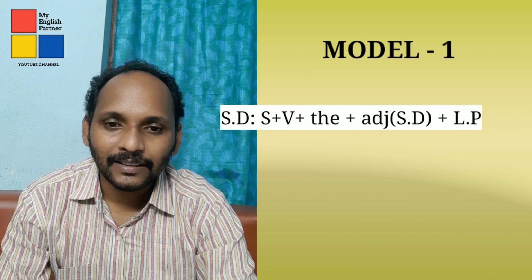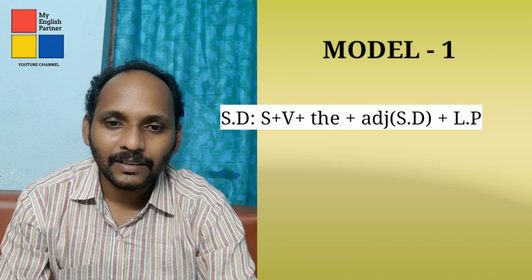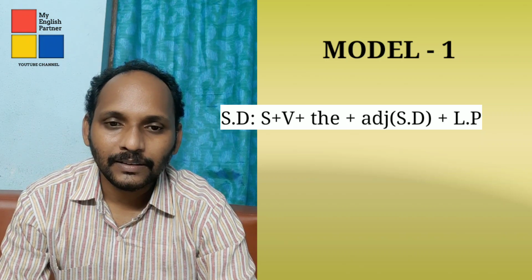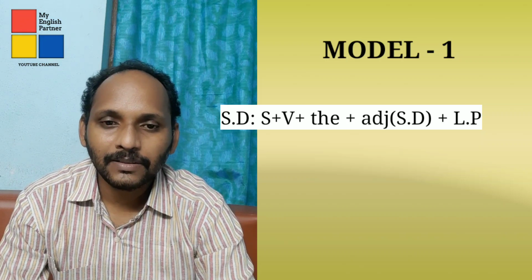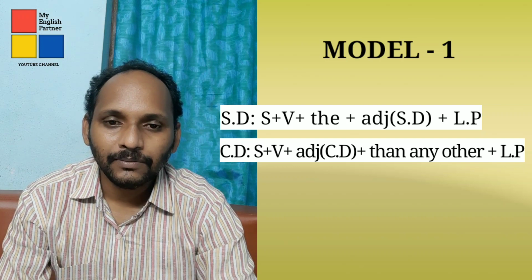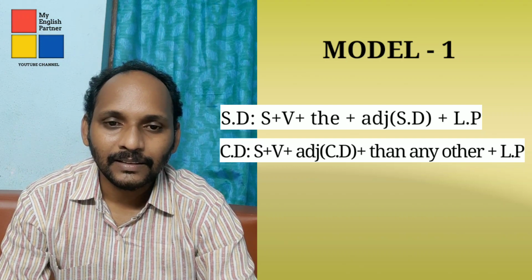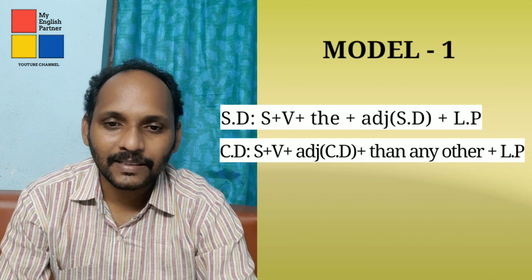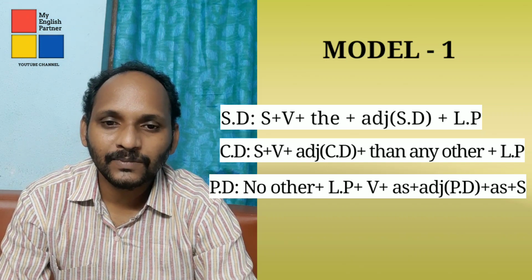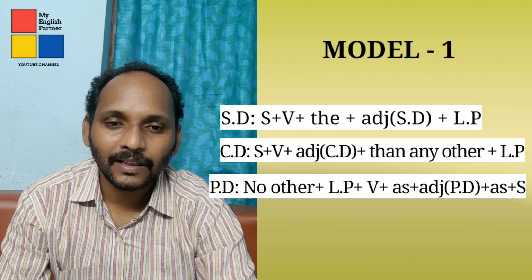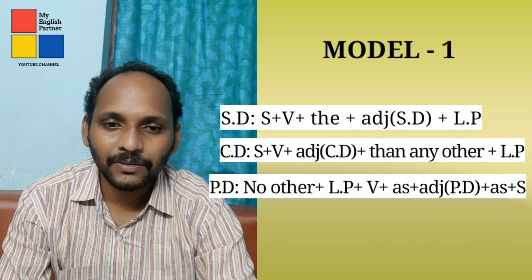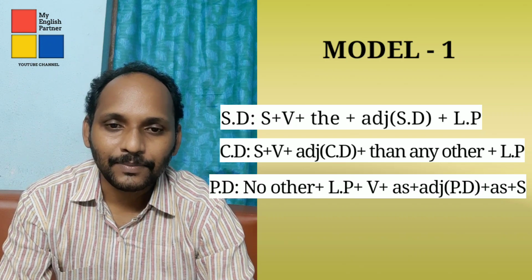The superlative degree is subject, verb, the, adjective, then last part. Comparative degree: subject, verb, comparative adjective, than any other, and last part of the sentence. Positive degree: it begins with no other, last part, verb, as, positive degree of the adjective, as, and subject.